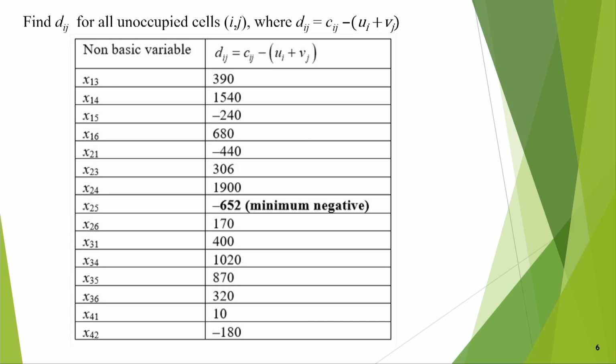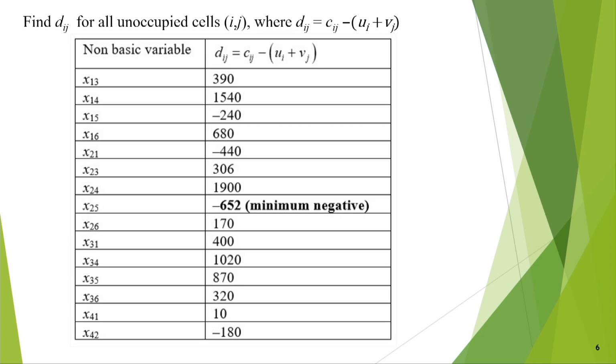So that means for unoccupied cells, suppose 1,3, 1,4, 1,5, 1,6, in those you have to do that. We find Cij minus (Ui plus Vj). So we got that in many places we are getting positive values. That means the actual cost is more than the imputed cost. So we don't have to do anything to that, but a negative one indicates that it is not yet optimized.